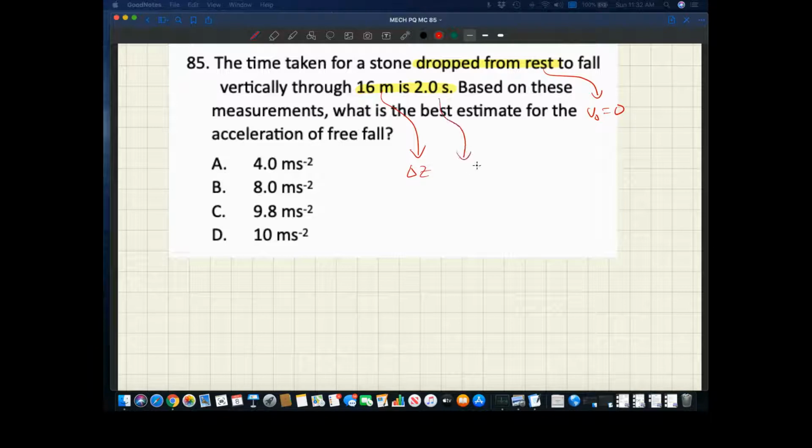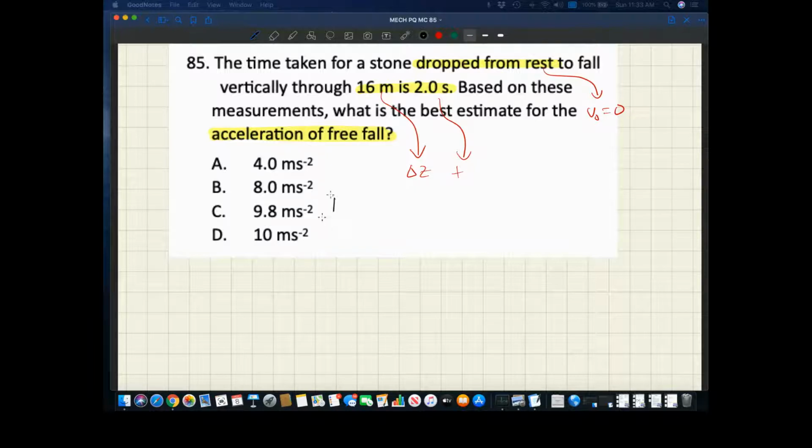and we've got our time. Based on these measurements, what's the best estimate for the acceleration of free fall? So the first approach we might use, there's a number of ways we could go about this. But as a beginner, I recommend always using the steps that I'm giving you.